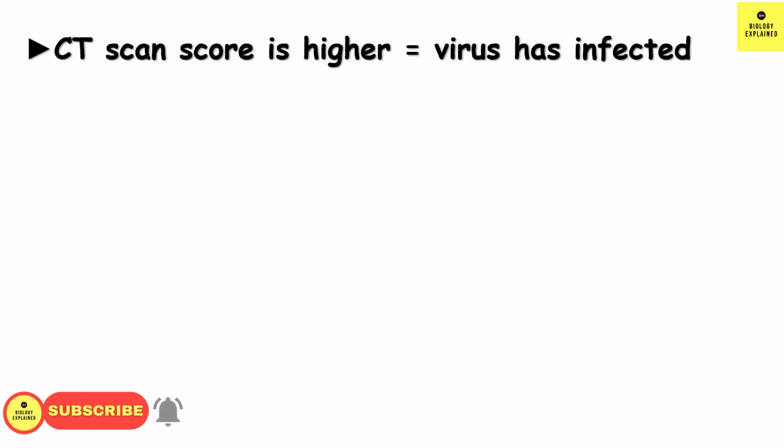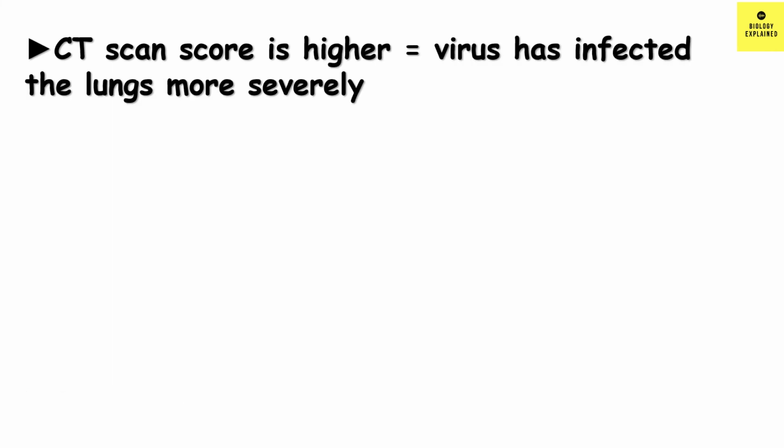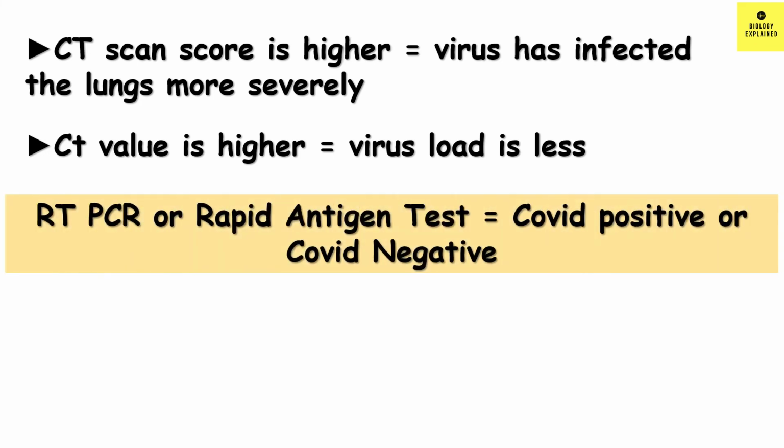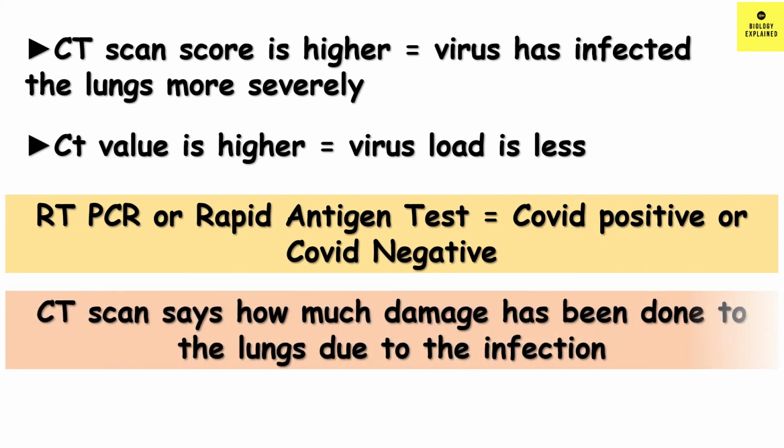In case of a CT scan, if the score is higher, then it means the virus has infected the lungs more severely. While CT value, which we get from RT-PCR, is completely different. A higher value means low viral load. So now you know the difference between CT scan score and CT value. But remember, RT-PCR and rapid antigen test can only tell whether one is positive or negative. A CT scan is a test which says how much damage has been done to the lungs due to the infection of COVID-19.